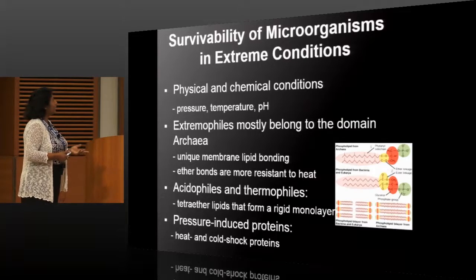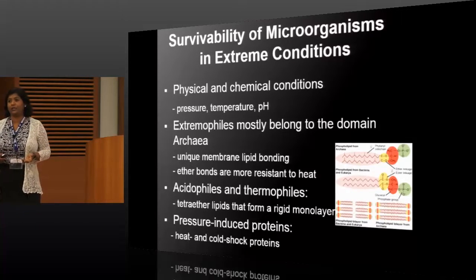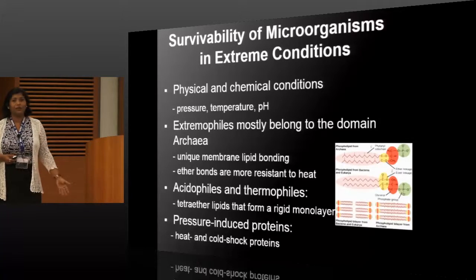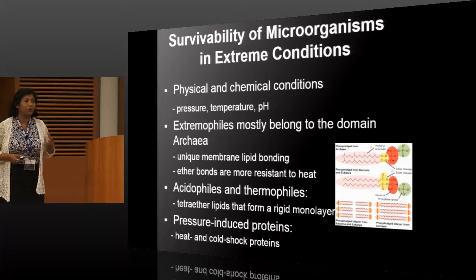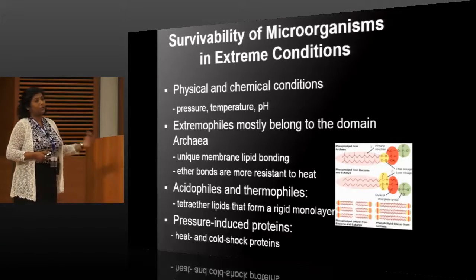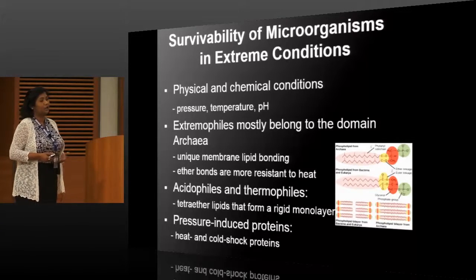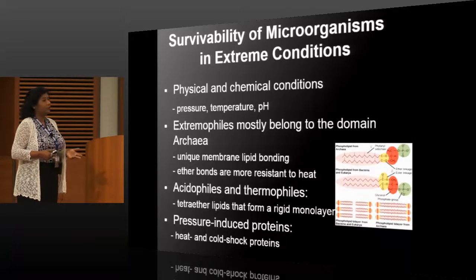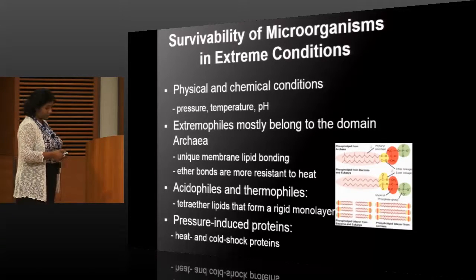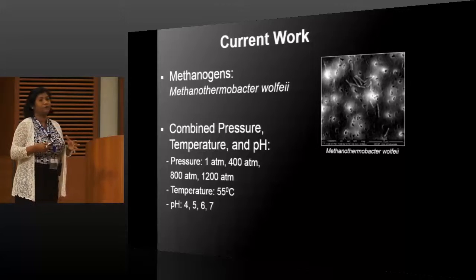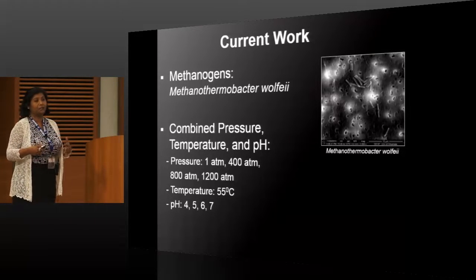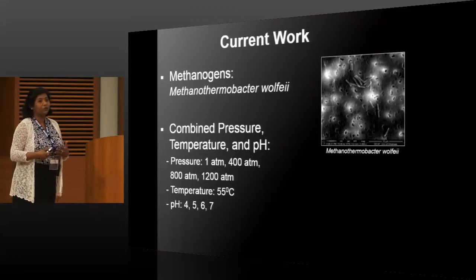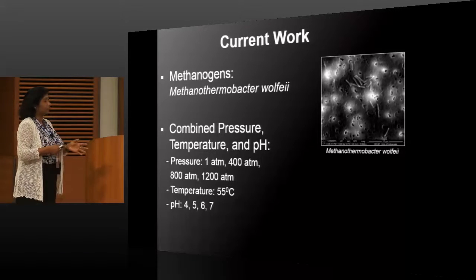And some archaea can produce pressure-induced proteins such as heat and cold shock proteins, which help them to survive in extreme conditions. In our experiment, we have not investigated which biomolecules are responsible for their survivability at high pressure, high temperature, and low pH. So we will investigate them later, but currently we are combining all three factors: pressure, temperature, and pH. We want to see their growth rate and survivability at these conditions.